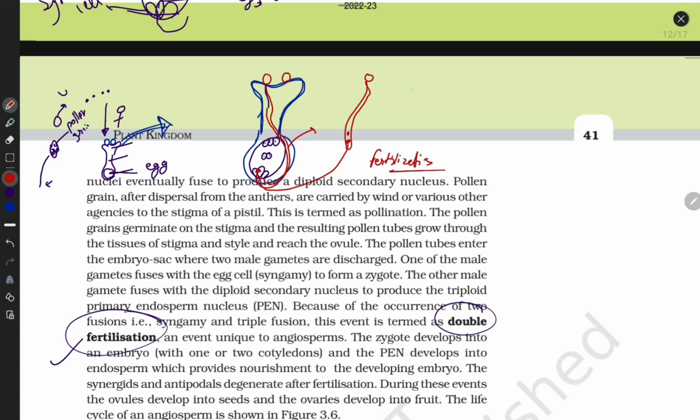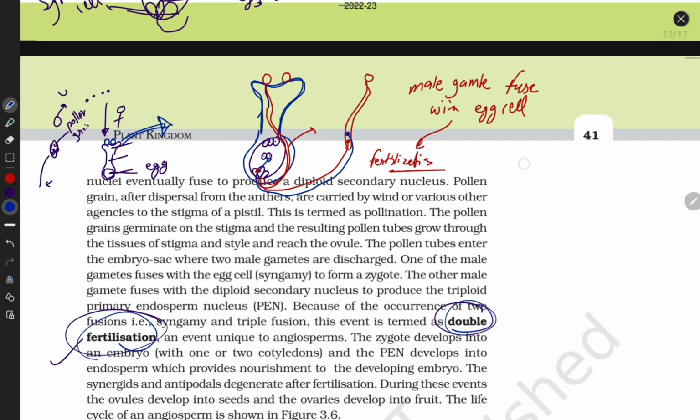If a male gamete fuses with an egg cell, we call it what? Fertilization. Now, are you clear or not? Next, if another male gamete comes and fuses with these polar nuclei, it is called double fertilization.